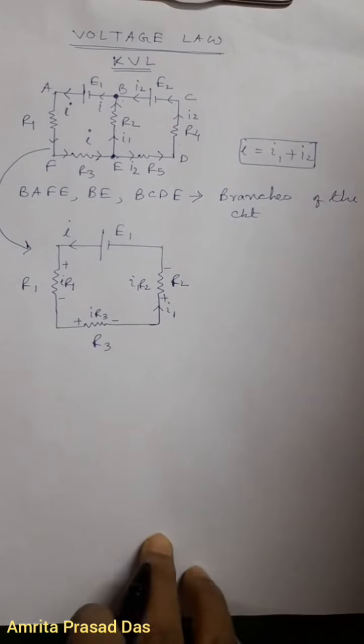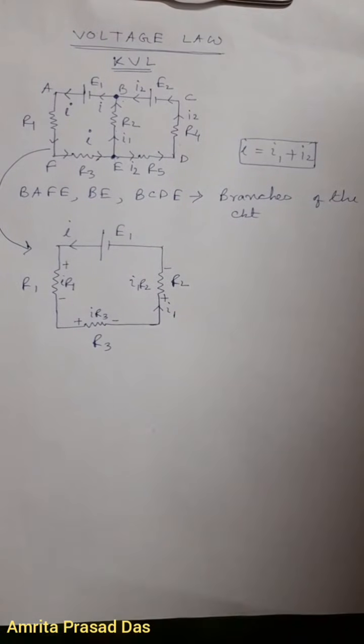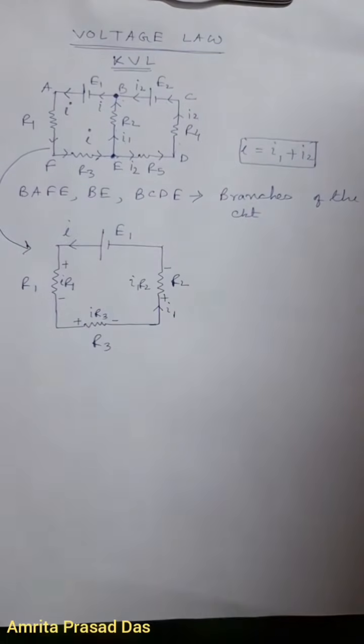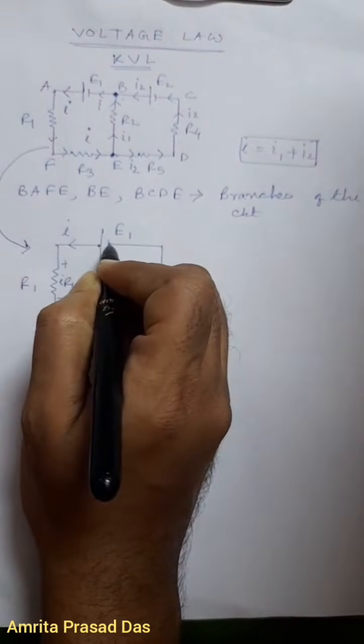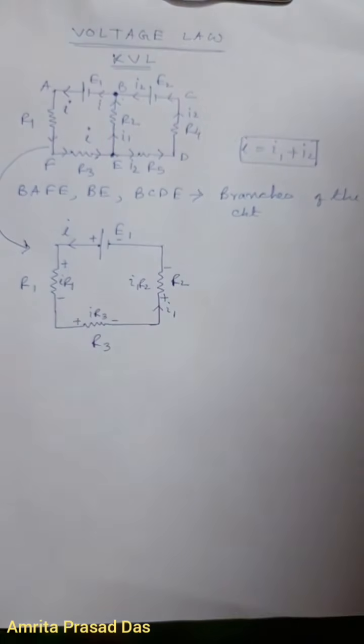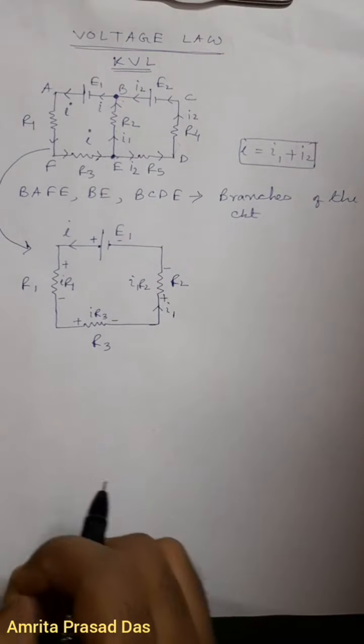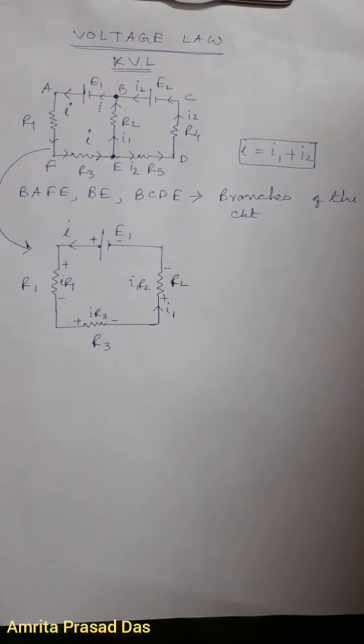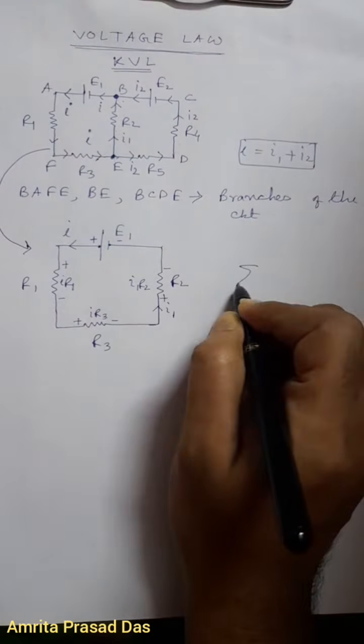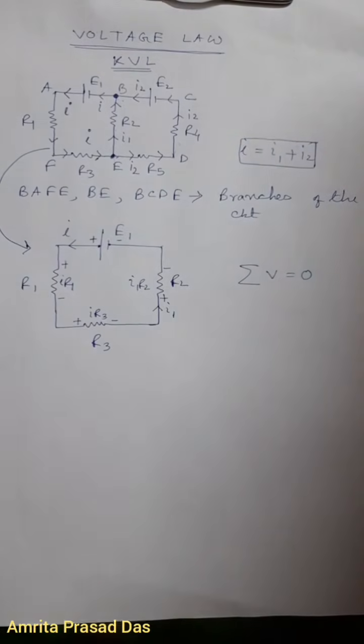We discussed earlier that through a resistance, current enters through the high potential point and exits through the low potential point. Now if we consider the cell, this is the high potential point, this is the low potential point. What is KVL? KVL says that in a loop, the summation of potential difference across each circuit element is equal to 0. That is, sum of V is equal to 0. Let me repeat again: the summation of potential differences across each circuit element must be equal to 0.